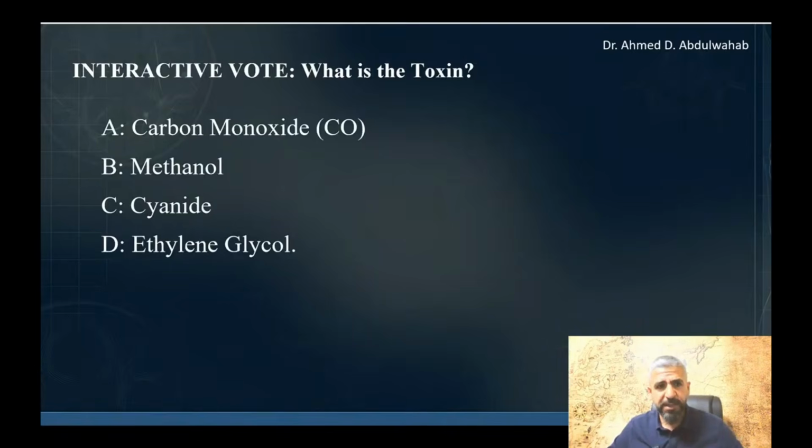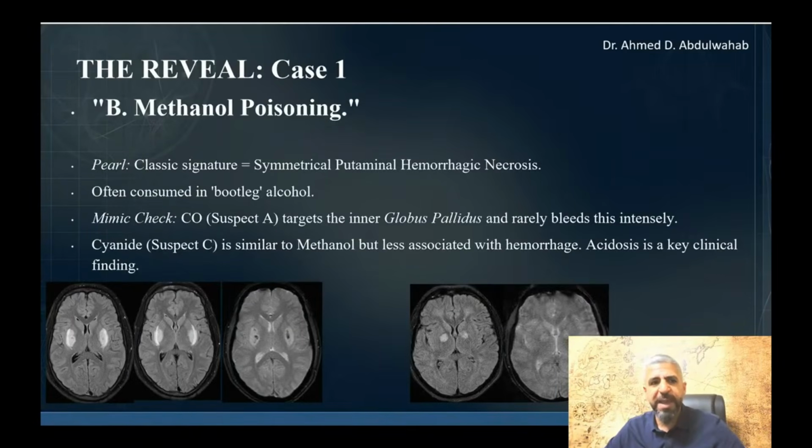What's the toxin? Is it A, carbon monoxide poisoning, B, methanol, C, cyanide, and D, ethylene glycol? If you miss this, the patient can become permanently blind. What is the diagnosis? The reveal for case number 1 is B, methanol poisoning. So, classic signature of symmetrical putaminal hemorrhagic necrosis, and it's often consumed in what's called bootleg alcohol, which means cheap alcohol. The non-toxic alcohol is called ethanol. Methanol is bad.